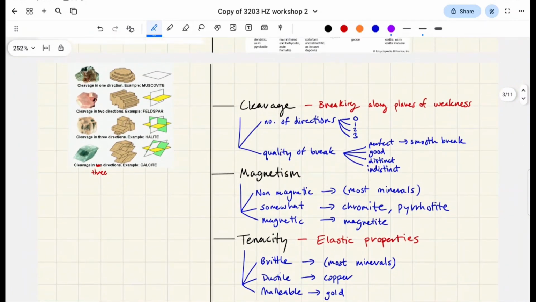So basically, cleavage has two components. There's your direction and the quality of the break. The idea of cleavage is when you try to break a rock, it might have a predictable plane of weakness, like on a chemical level, like chemical bonds and stuff like that.